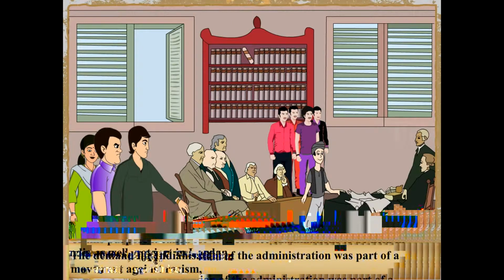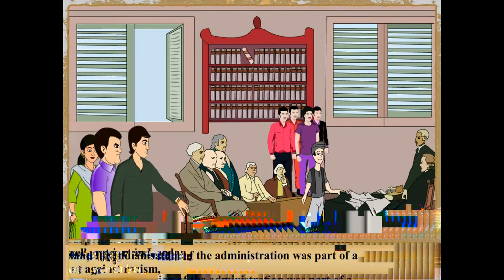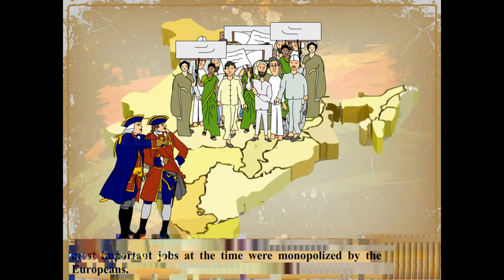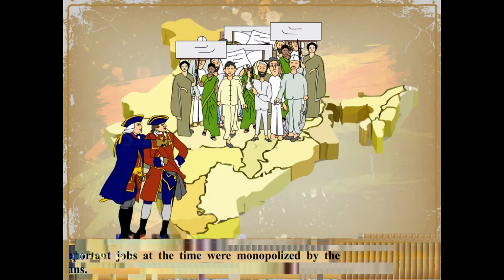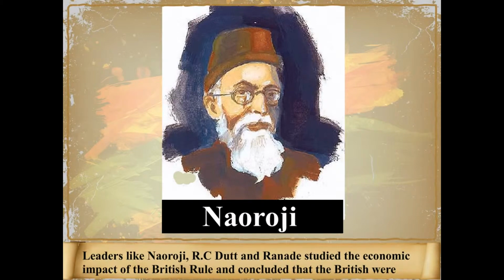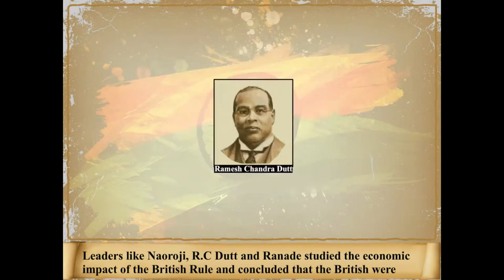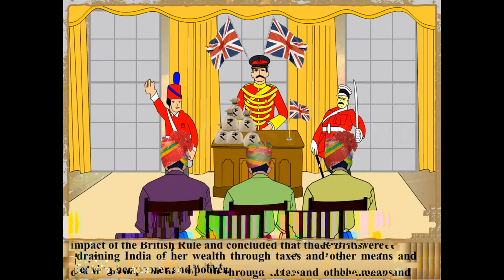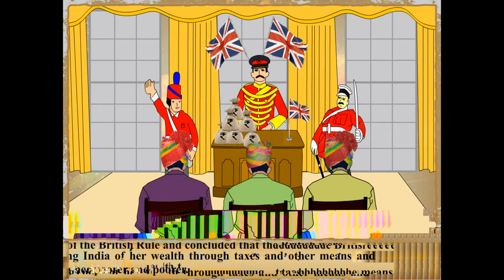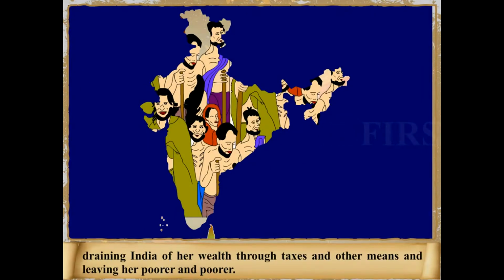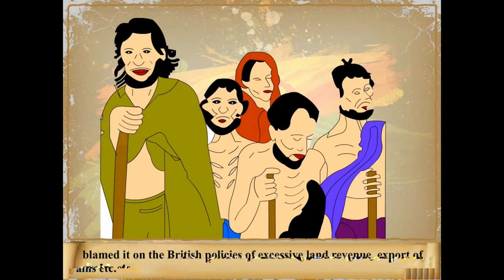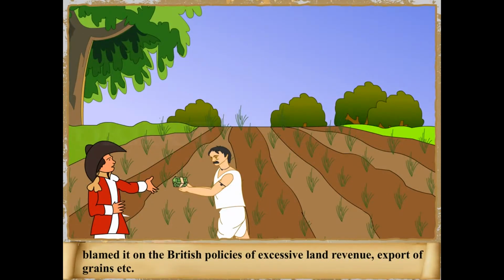The demand for Indianization of the administration was part of a movement against racism, since most important jobs at the time were monopolized by white Europeans. Leaders like Naoroji, R.C. Dutt, and Ranade studied the economic impact of the British rule and concluded that the British were draining India of her wealth through taxes and other means and leaving her poorer and poorer. They drew attention to the problem of poverty and famines and blamed it on the British policies of excessive land revenue, export of grains, etc.